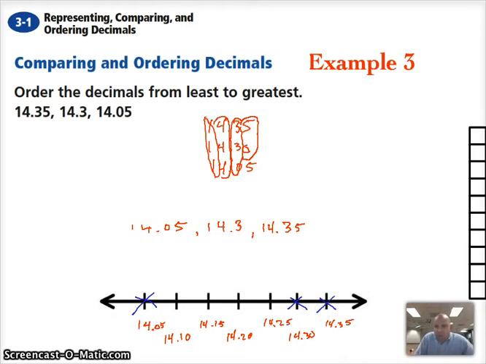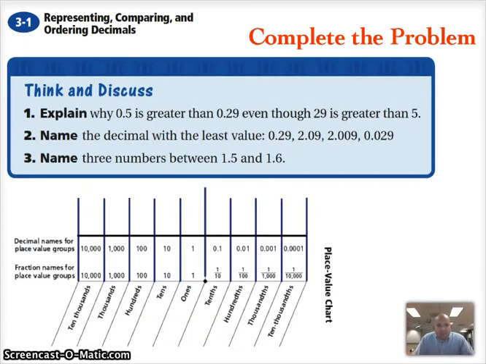All right, so last thing. Here's your complete the problem. Now you can go back to your place value chart. What I want you to do is I want you to explain these things, number 1, number 2, and number 3, using this place value chart.